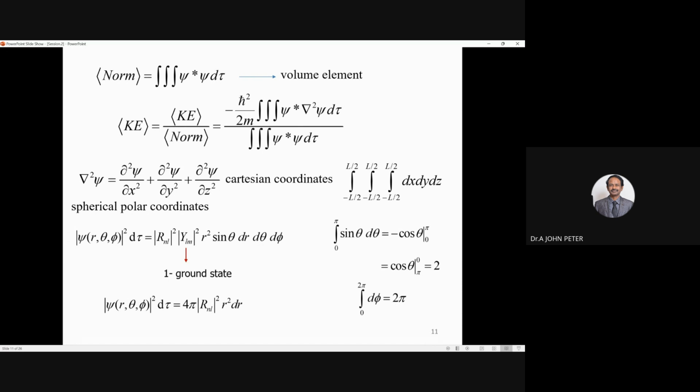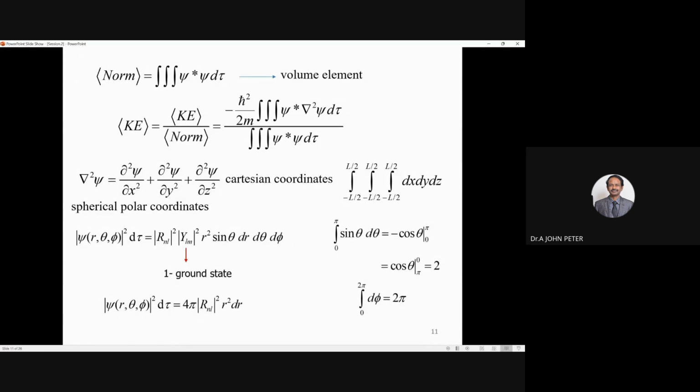Suppose it is a sphere shape, for example, take the hydrogen atom. For a sphere shape, you have to use only spherical polar coordinates, no other way. So the radial part will be R_nl. n stands for the principal quantum number, l is the orbital quantum number. So you have R_nl squared, Y_lm, which is the spherical harmonics. For the ground state, Y_lm is 1, then r squared sin theta dr d theta d phi.